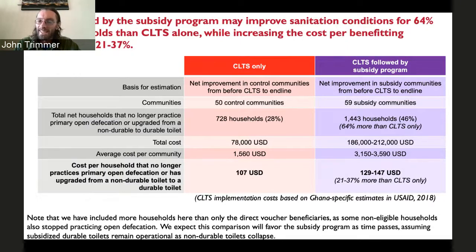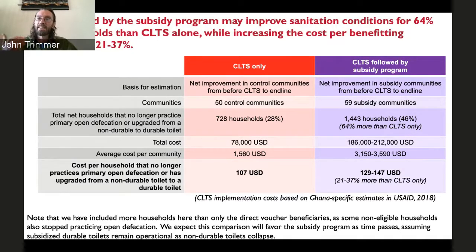to implement only CLTS. So what we did was compare the households that were benefiting or being positively impacted by these programs with those costs, essentially to calculate a cost per household that is positively impacted in one of those ways that I mentioned, either through not practicing open defecation anymore or for upgrading to a more durable facility. And what we find in that case is that the cost per benefiting household is still a bit more when we think about the combined program.